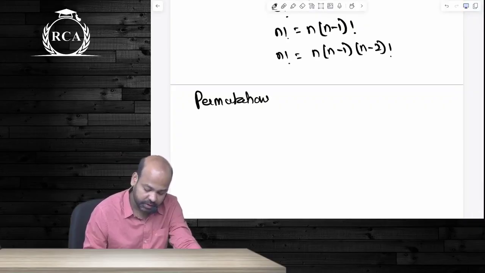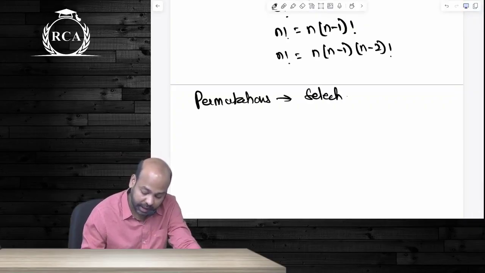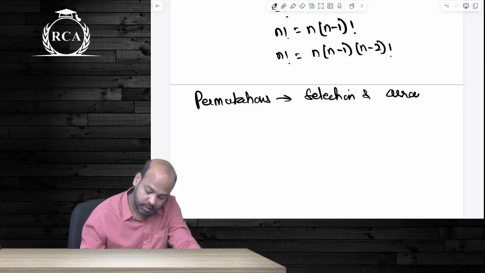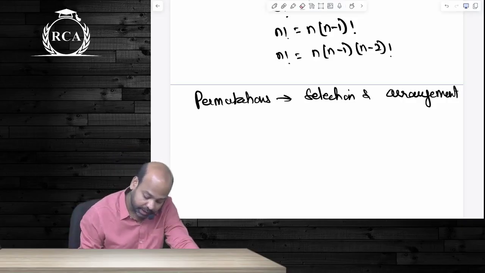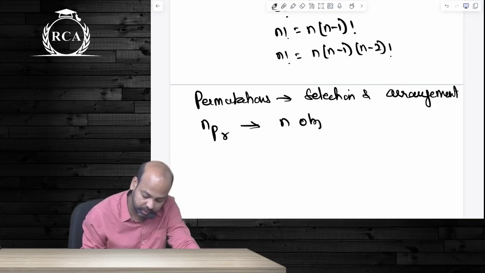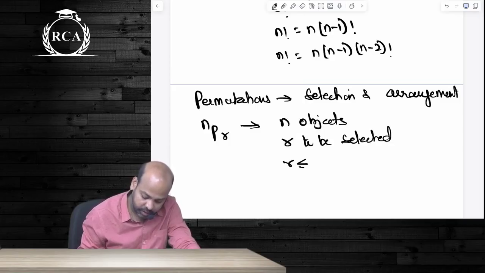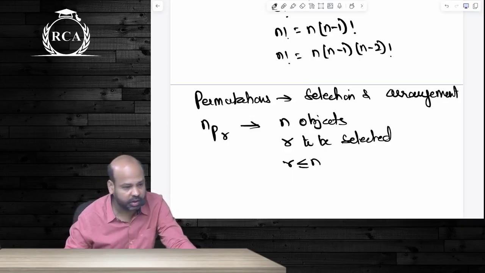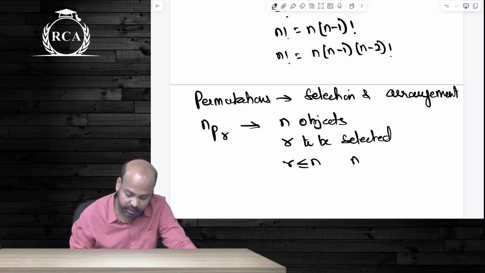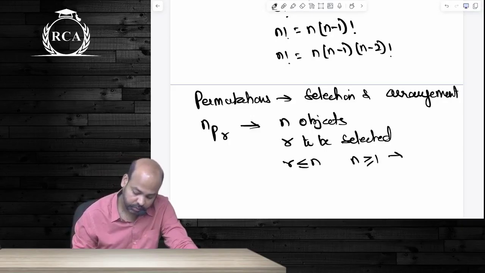Next, permutations, beta. Permutation is selection and arrangement. You're not only selecting, you're also arranging. How do you write that, beta? nPr. In nPr, beta, how many objects are available? n objects available. How many to be selected? r to be selected. r should always be less than or equal to n. Can n be 0? n has to be a positive number, beta. Positive integer. Yes or no? It's an integer greater than or equal to 1.